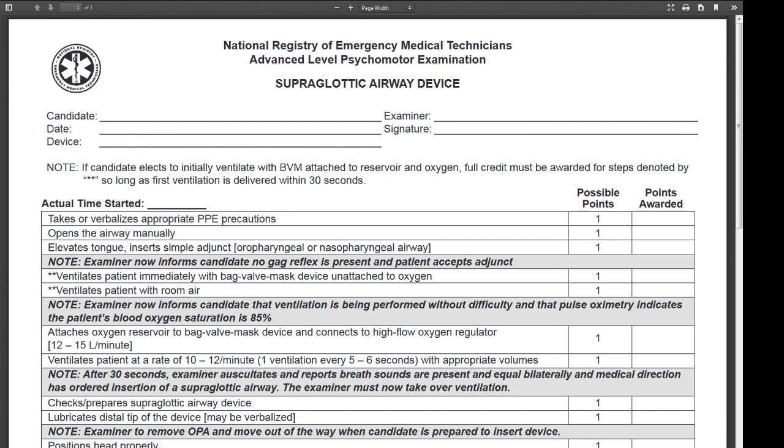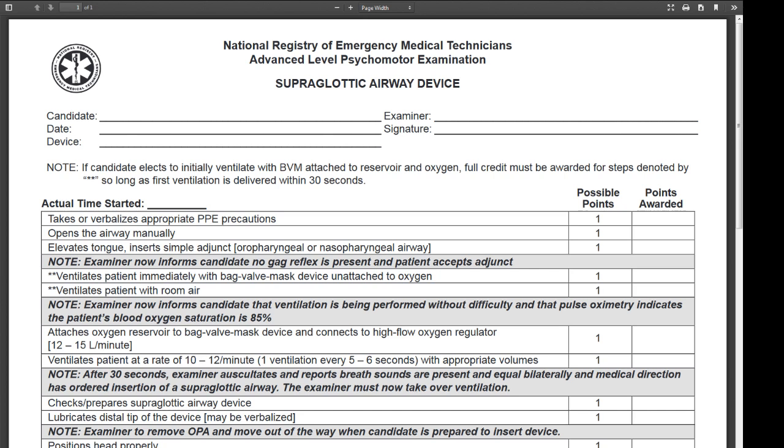Takes or verbalizes appropriate PPE precautions. Opens the airway manually. Elevates tongue, inserts simple adjunct, oropharyngeal or nasopharyngeal airway. Note, examiner now informs candidate no gag reflex is present in patient and accepts adjunct. ***, ventilates patient immediately with bag valve mask device unattached to oxygen. ***, ventilates patient with room air.